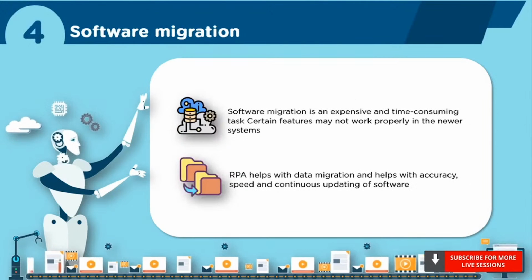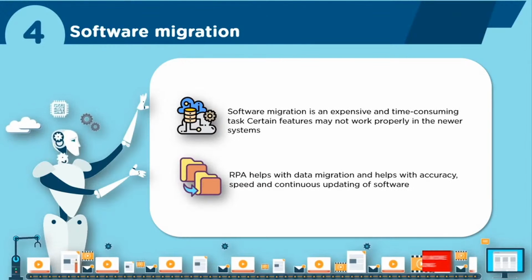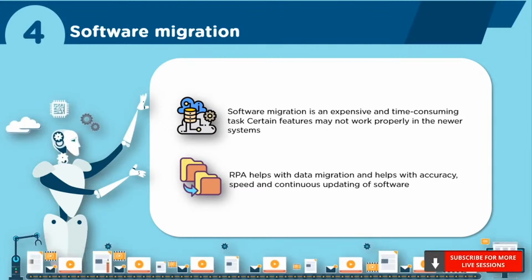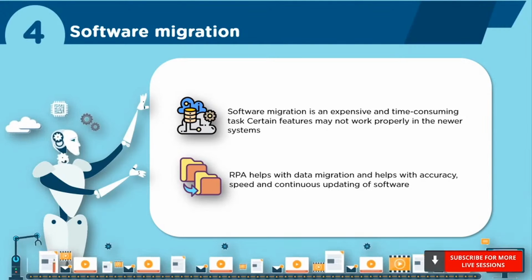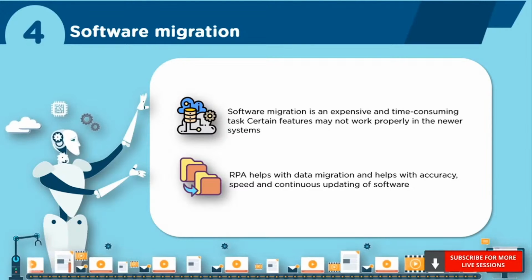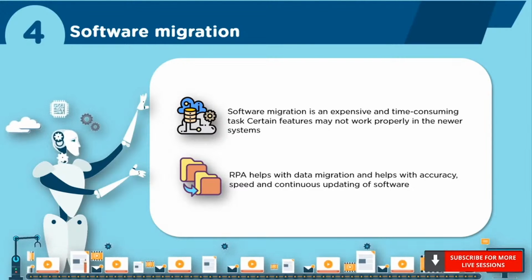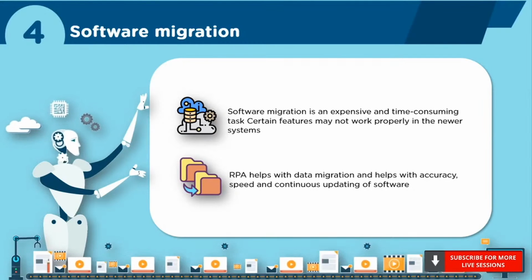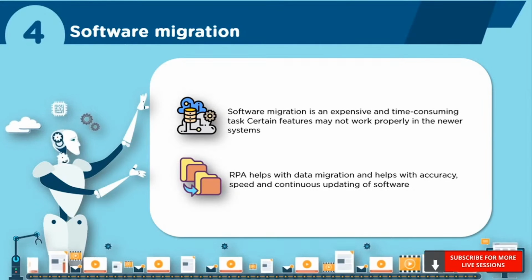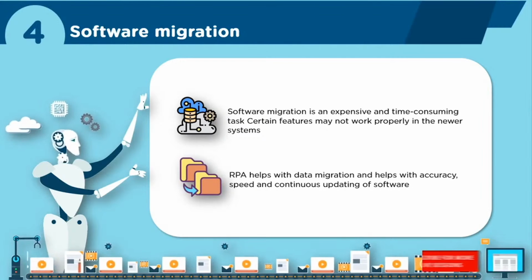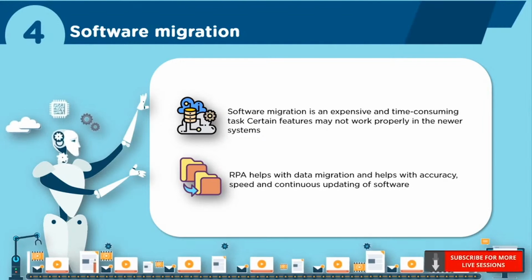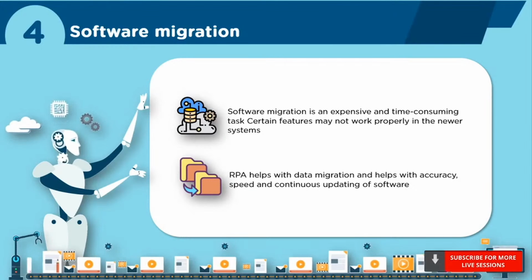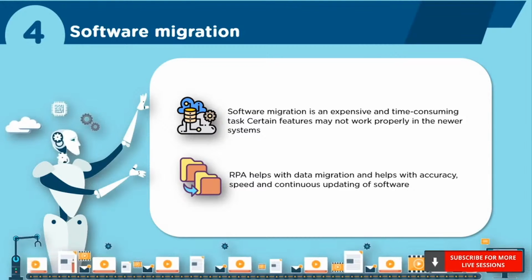Software migration. Now, it's a fact that software migrations are time consuming and costly. Migrating to a new software could take months and the cost could turn out to be tens or thousands of millions of dollars. What's even more frustrating is that at all times, certain features and functionalities which may have functioned in a particular way in a previous version may not even be present in the updated version. So RPA helps with data migration with accuracy, speed, and continuous updating of software.